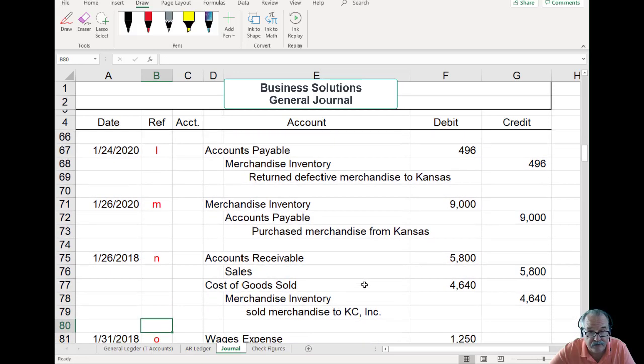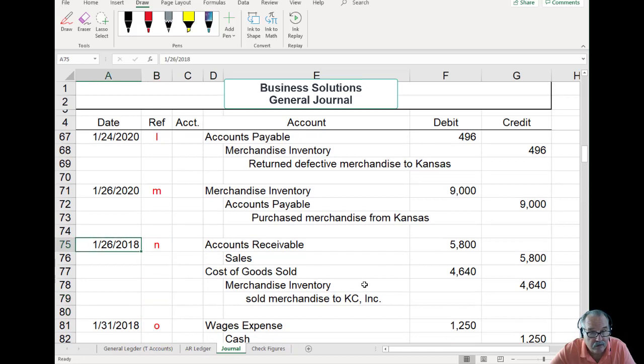Also on the 26th, we had another sale. This is transaction N. Company sold merchandise with a $46.40 cost for $5,800 on credit to KC Inc. Invoices dated January 26th. So in this case, we have two sides to the entry. We have to record the sale and then the cost of sales. The gross profit here is not very much. It's very thin, between $5,800 and $46.40.